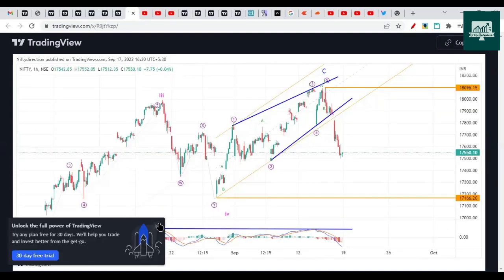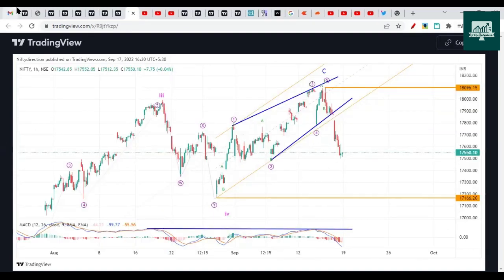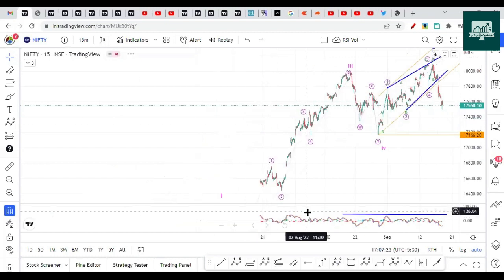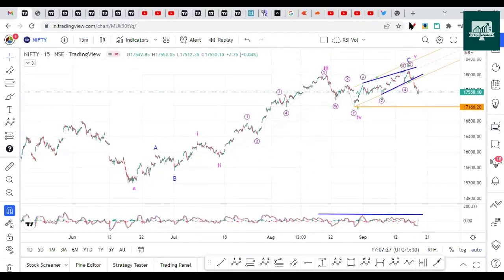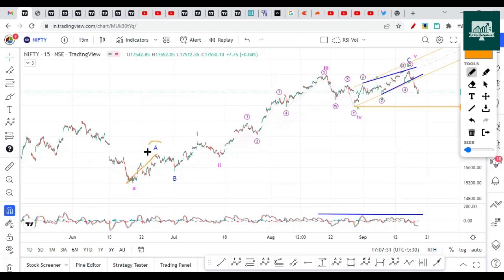So this is the chart that we are looking at now, and let me bring you a better picture. Okay, so this is the count which looks to be completed, with A wave completed here, B wave completed here, 1, 2, and then third extended, fourth and fifth completed as an ending diagonal pattern.